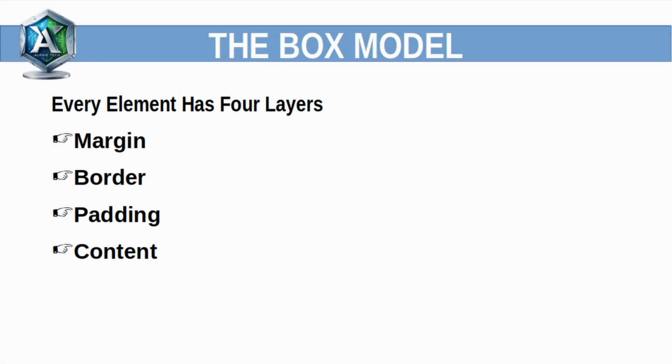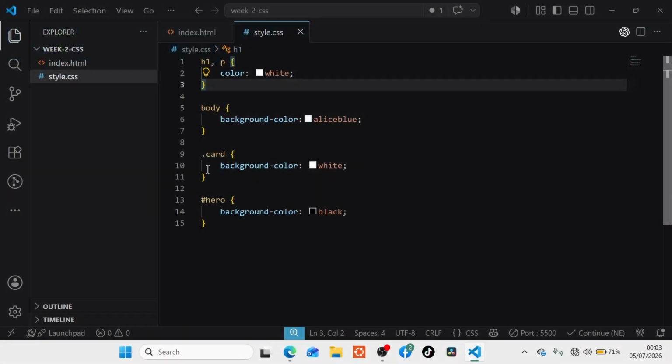Box model. The box model is one of the most important concepts in CSS. Everything on the web page is a box. Every element has these 4 layers: the margin, the border, the padding, and the content of the element itself. The content is the actual text or image that is inside the element, that is between the opening and the closing tags of that element.